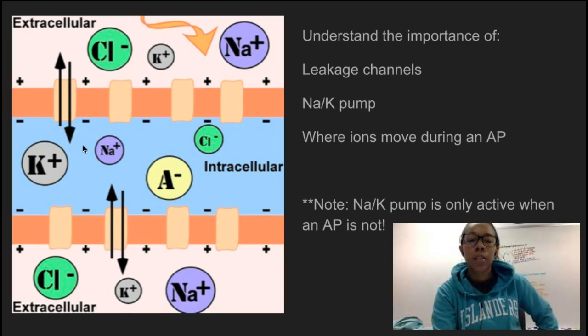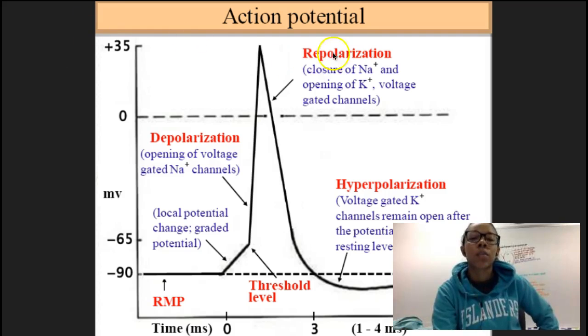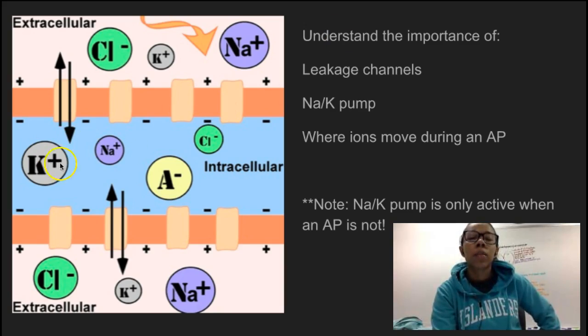And since my potassium is primarily located on the inside, it's going to go down its concentration gradient. It's going to flow to the outside of the cell. Potassium is going to flow outside. That's how we're going to repolarize the cell. So I'm going to release some of the positivity by opening the potassium channels.